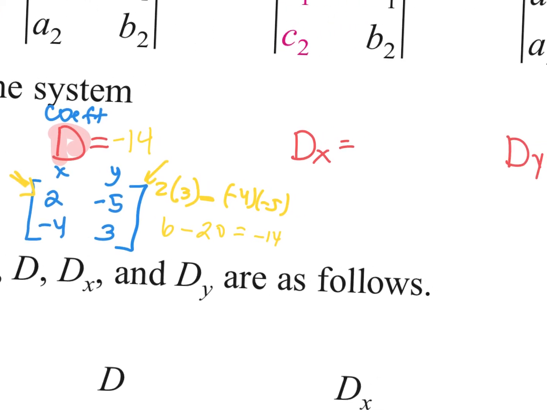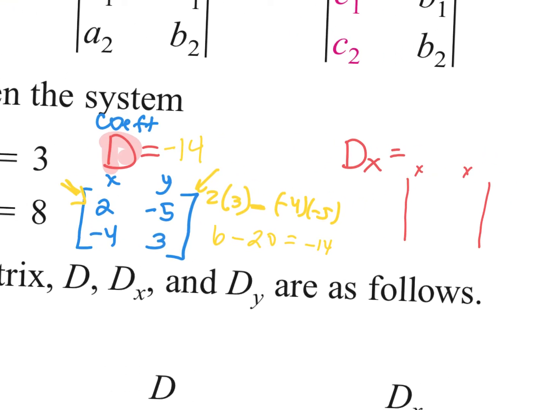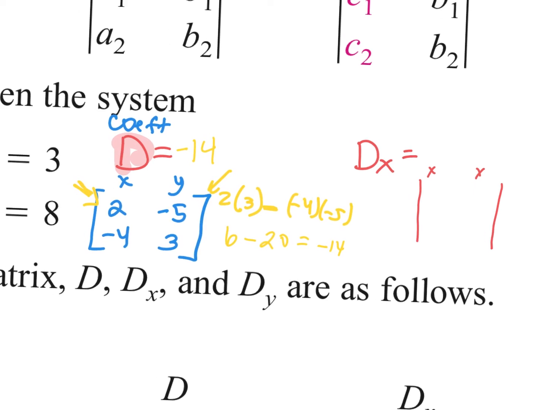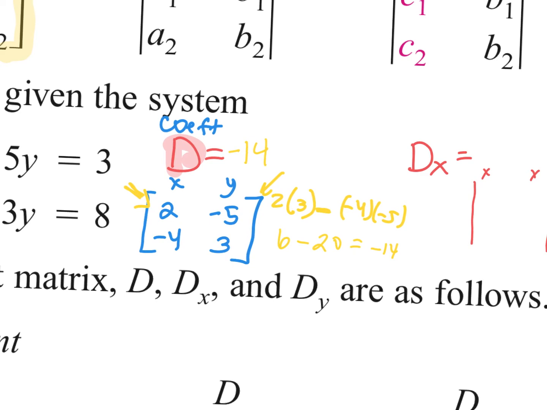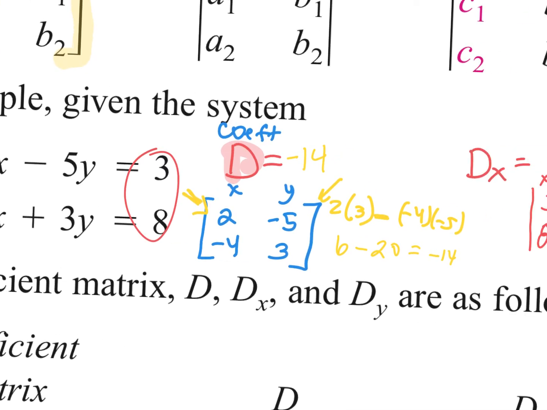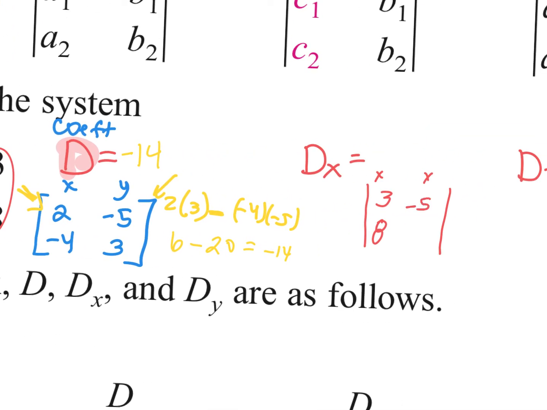Now, how this is different, whatever column you're trying to find, instead of the coefficients, you plug in the answers. So watch what I do here. I have X and I have Y. I'm trying to find X, right? This is D sub X. So I'm going to plug in the answers for that column. What are the answers to these two equations? What are the answers? 3 and 8. So I'm going to write 3 and 8. And then what are my Y coefficients? Negative 5 and 3? So negative 5 and 3.